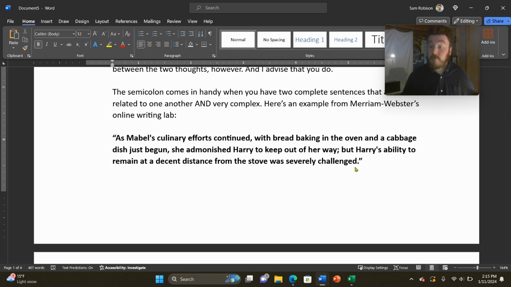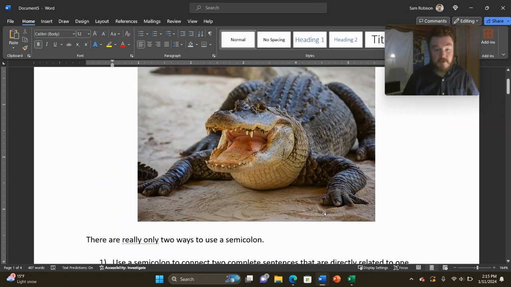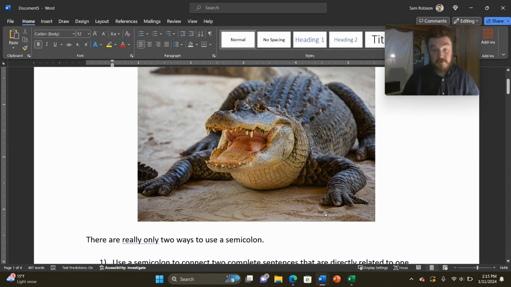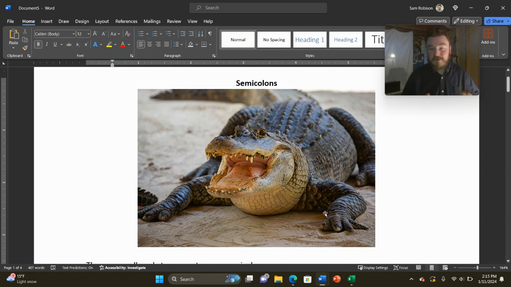These two thoughts are very related, but separate. And that helps your reader parse the grammar, right? So especially when you're dealing with complex sentences, consider using a semicolon in place of a comma or a period. So that's number one, right? We return to our alligator. Using a semicolon to connect two complete sentences that are directly related to one another, right? Sentences directly related to one another, complete sentences, can be connected with a semicolon.